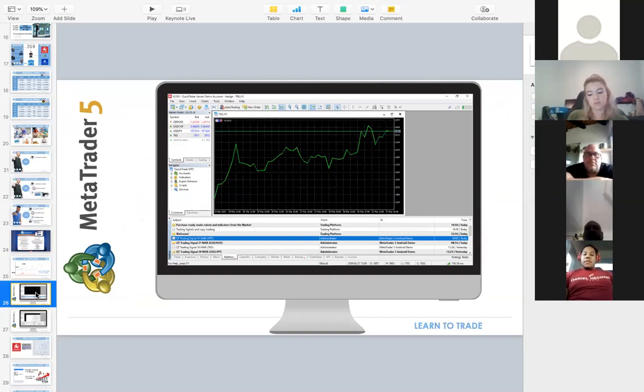graphs. But these graphs are actually just an indication of what's currently happening. All the indicators that we use, or that we teach people how to use, are the ones that help you decide when to enter the trade and when to exit the trade. So we help our people to learn MetaTrader 5.